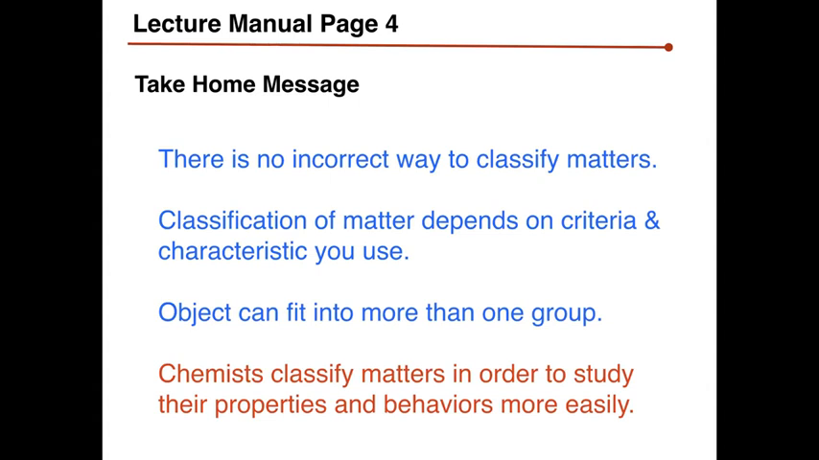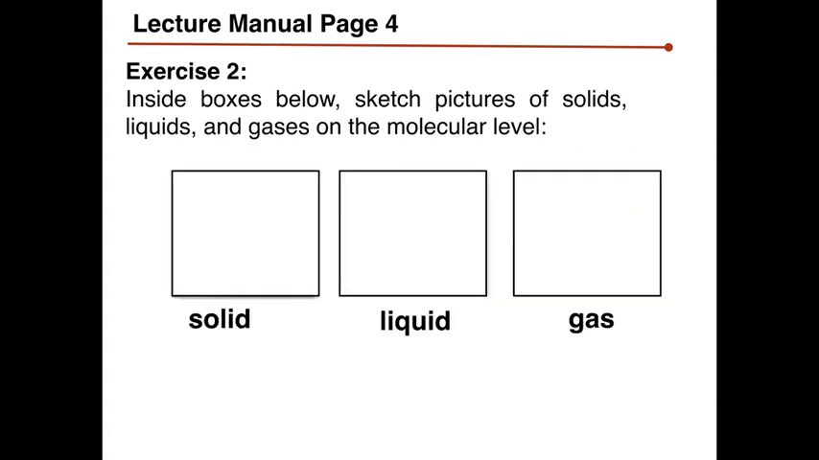So that's why there are so many types of classification, right? There is no correct way, like there is no incorrect way to do it, because it just depends on what criteria you are using. Pretty much throughout this, you are going to see different categories of different matter. We can put them into different categories because we want to learn about their property and behavior easier once we group them. Okay, so let's take a look at exercise 2.